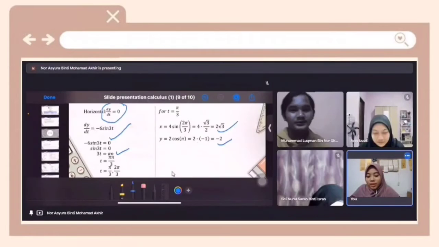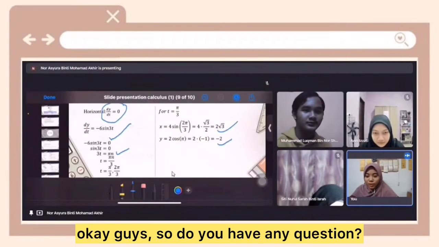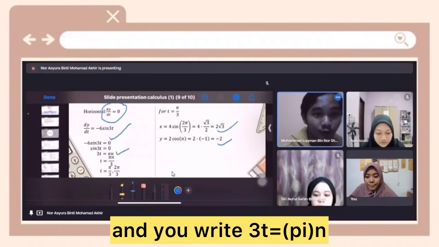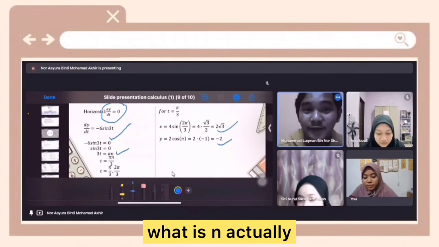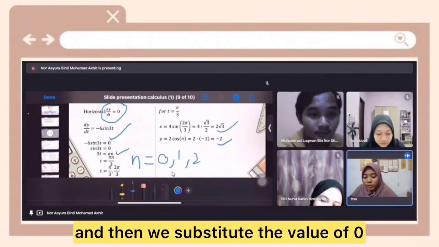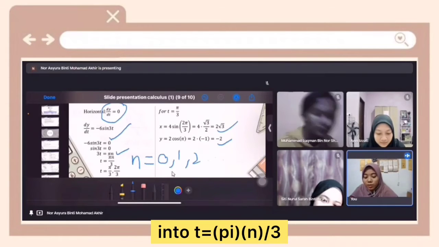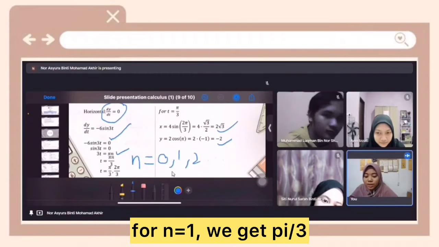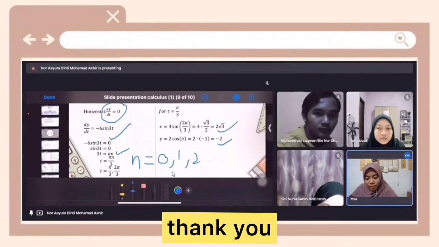Okay guys, do you have any question? I have a question. After we get sin 3t equals 0, you write 3t equals pi n. What is n actually? Okay, n is an integer. The integers start with 0, 1, 2, and so on. Then we substitute the value of 0 into t equals pi n over 3, so we get 0. For 1, we get pi over 3. Do you understand? Thank you, Doctor.